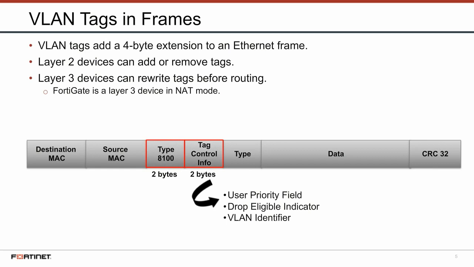An OSI Layer 2 device, such as a switch, can add or remove these tags from Ethernet frames, but it cannot change them. A Layer 3 device, such as a router or a FortiGate, can change the VLAN tag before proceeding to route the packet. In this way, they can route traffic between VLANs.